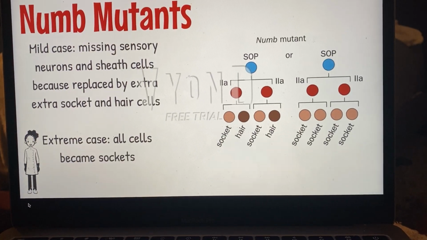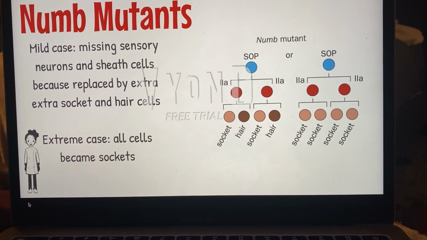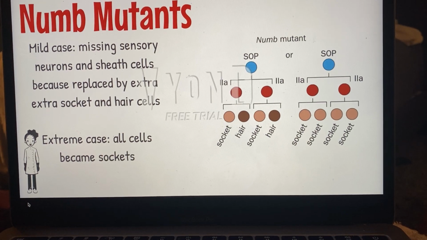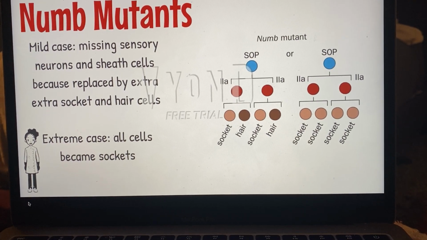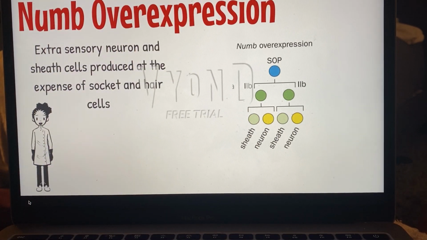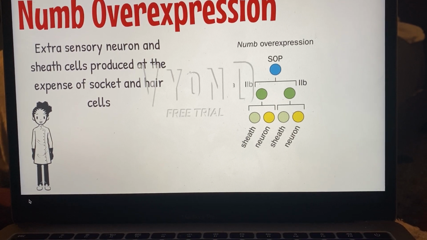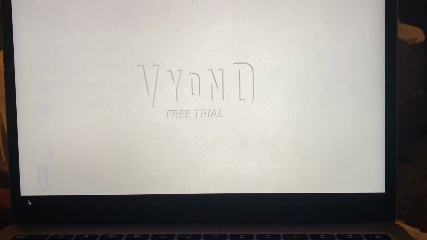In a mild case of a NUM mutant, sensory neurons and sheath cells were missing and were replaced by additional socket and hair cells. In extreme cases, all cells became socket cells. When NUM was overexpressed, extra sensory neuron and sheath cells were produced at the expense of socket and hair cells.